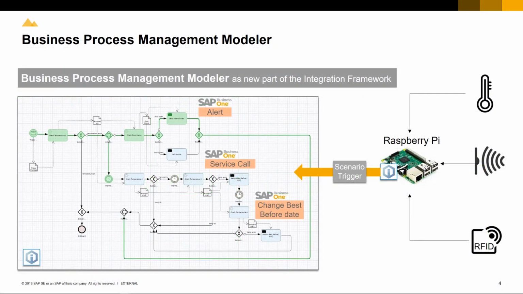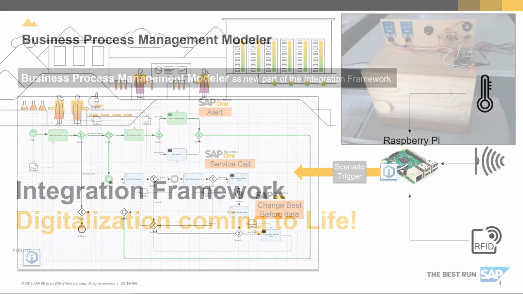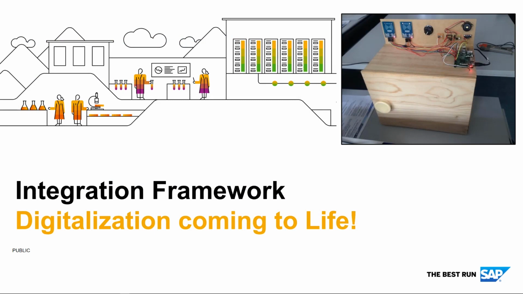This is a very simple example of digital transformation. Together with business process management, Raspberry Pi, and relevant sensors, we are able to manage a real-life business process scenario using the integration framework technology and SAP Business One at the core.